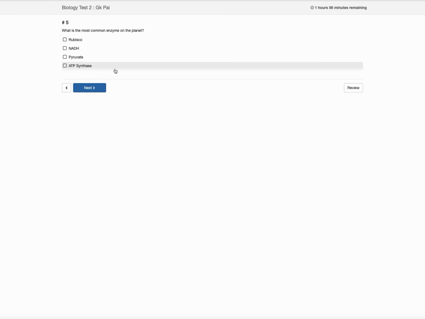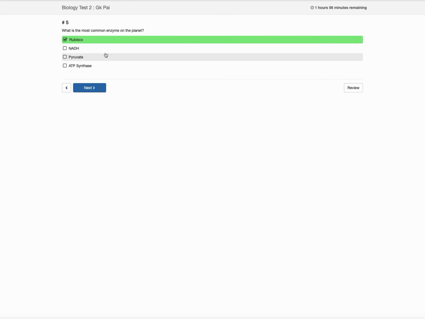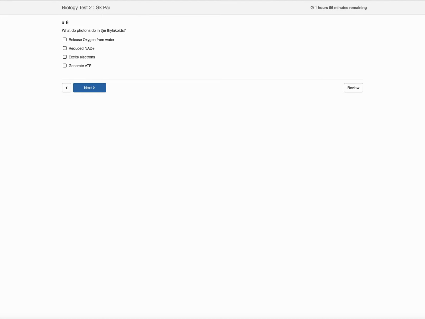What is the most common enzyme on the planet? It is Rubisco, because all plants have it. Some of these are not even enzymes. Actually, I don't think any of these are enzymes except Rubisco. So, yeah, all plants have Rubisco. It's used in the Calvin cycle. What do photons do in the thylakoids? Well, they hit the chlorophyll and they excite electrons.